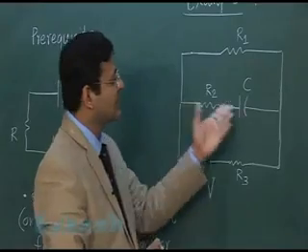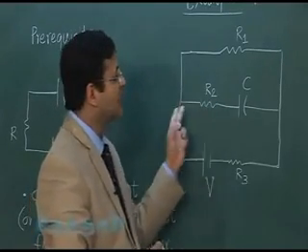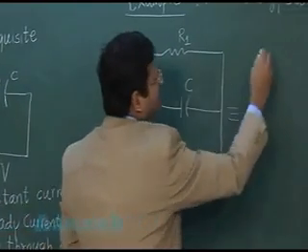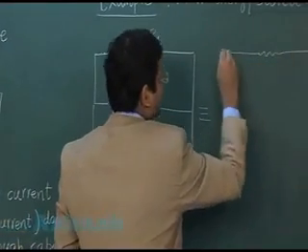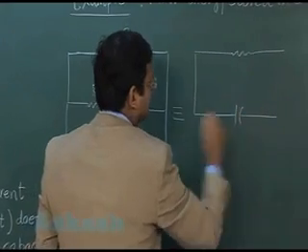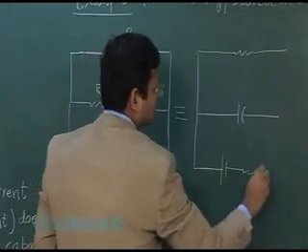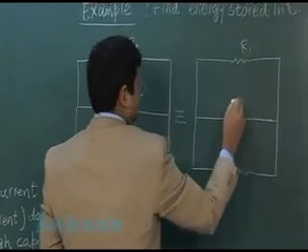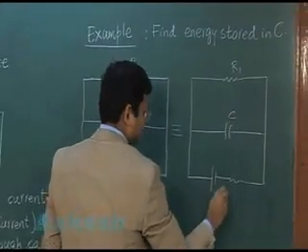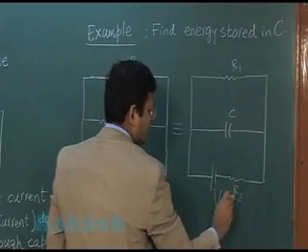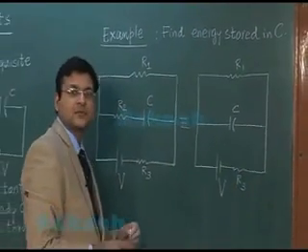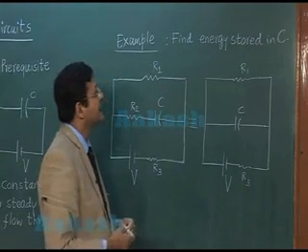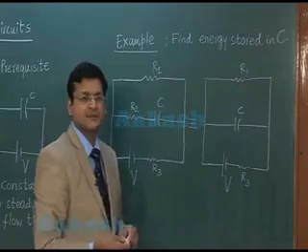Why R2? Because this is connected to capacitor and no constant current passes through capacitor. That means the equivalent circuit of the given circuit will become something like this. The equivalent circuit will be something like this. ये ऐसा हो जाएगा. Now see what is the question. Question is energy stored in capacitor.